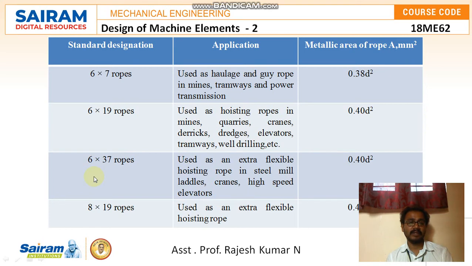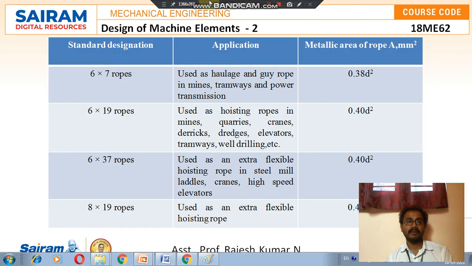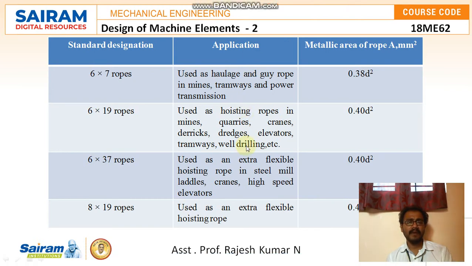And for the 6 cross 37 ropes, the application will be extra flexible hoisting rope in steel mill ladders, cranes, high speed elevators, etc. And the metallic area of the rope would be 0.40 d square. And for 8 cross 19 ropes, the application would be extra flexible hoisting rope, and the metallic area of the rope is supposed to be 0.40 d square. So I think with this we can wind up this particular topic.